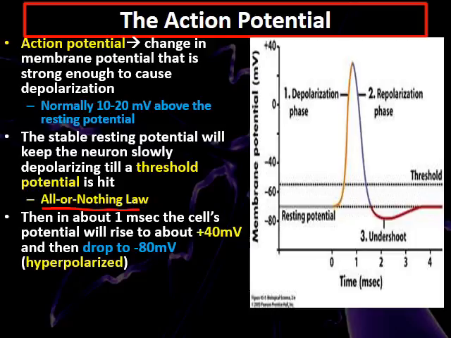Okay, so in about 1 millisecond, a cell's potential can rise all the way up to about 40 millivolts, and then it'll drop down to about negative 80 millivolts again. So we have our depolarization, which is where we become more positive. Our repolarization is where we go back down to being negative. And then we actually go much, much further below the resting potential, which is right here.